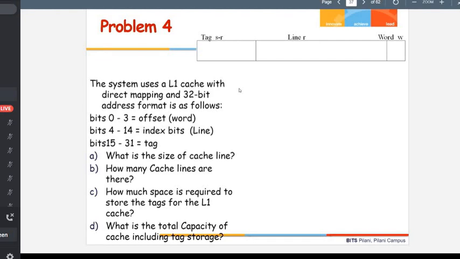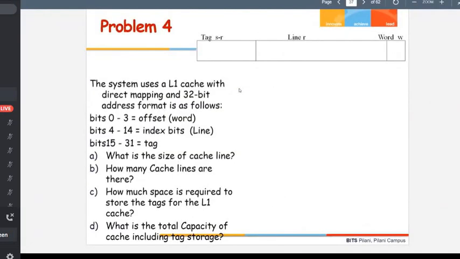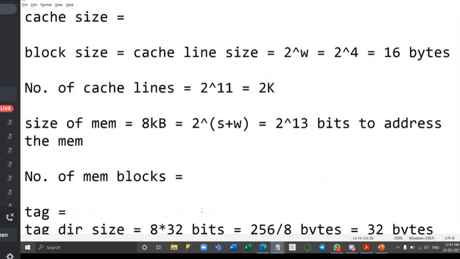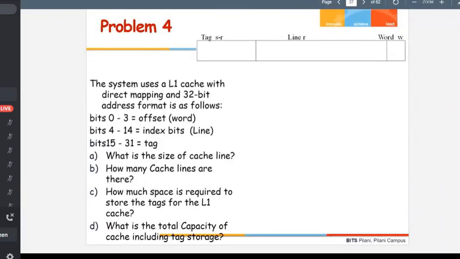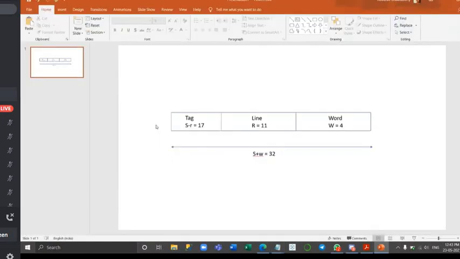How many cache lines are there? We found that out. How much space is required to store the tags for the L1 cache? Basically, they're asking for the tag directory size. How much space is required to store the tags? So the total space for the tag is how many bits the tag occupies. The tag occupies 17 bits.